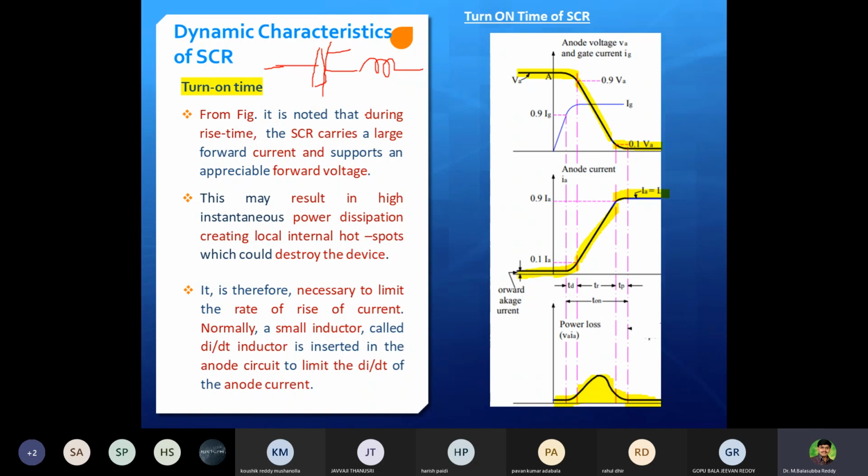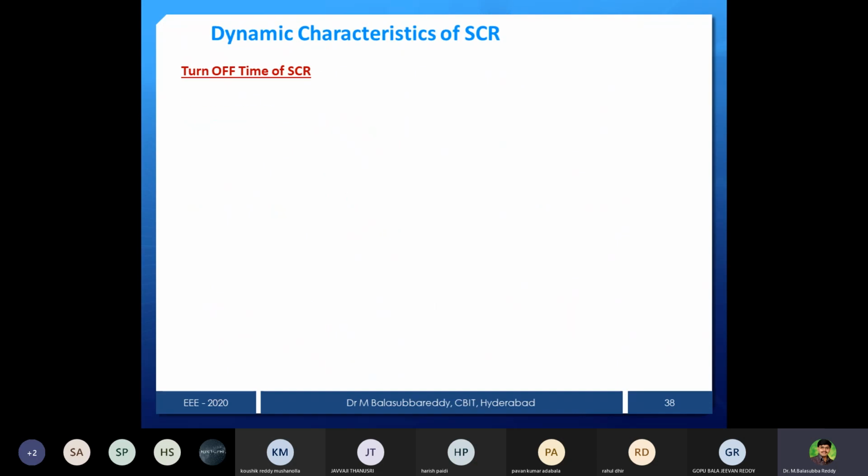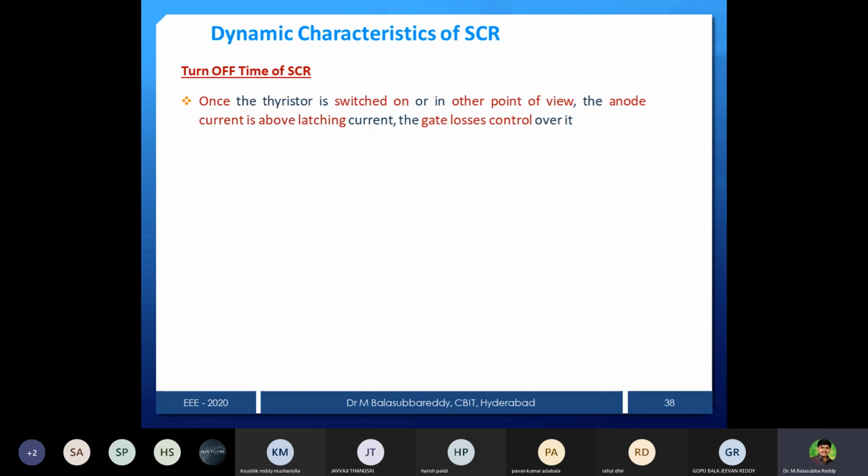Like I mentioned yesterday, to limit the dV/dt, we need to place one capacitor in parallel with the device. Similarly, to limit the di/dt, we require one inductor in series with the device. So that is what we need to place. Now that is all about the turn-on process.